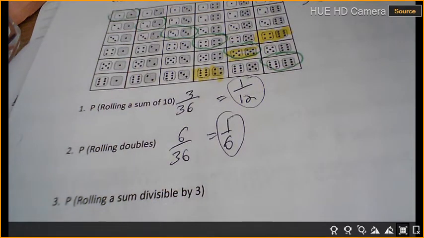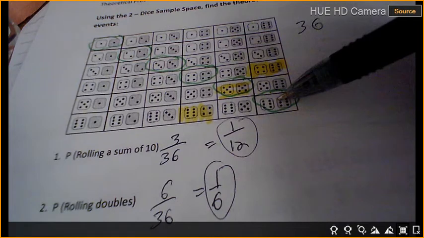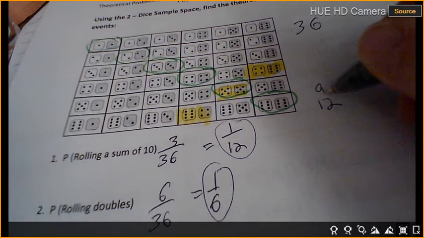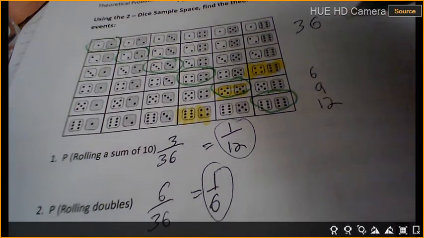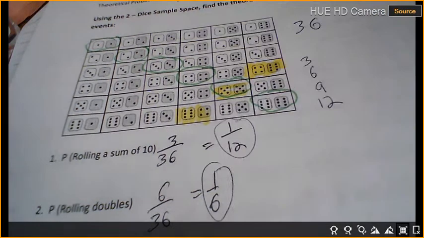A sum divisible by 3. So what things are divisible by 3 out of all of these? The possibilities, when we add them together, the biggest we're going to get is 12, right? So 12 is divisible by 3, correct? What else is divisible by 3? Is 11? 10? 9? 8? 7? 6? 5? 4? 3? Okay. So anything that's a 3, a 6, a 9, or 12.